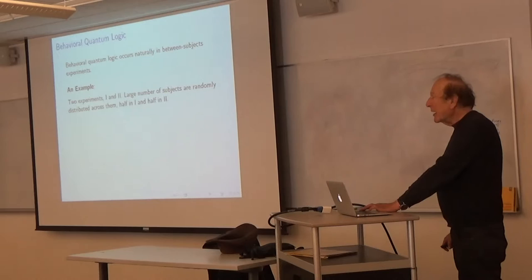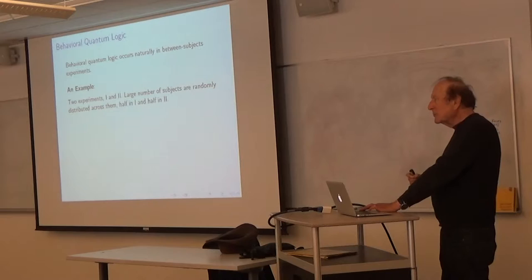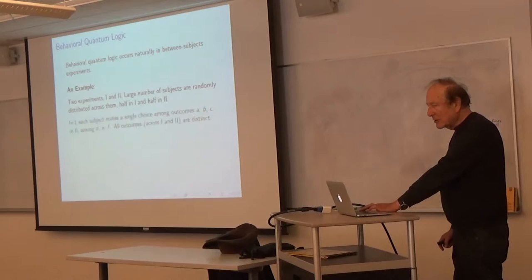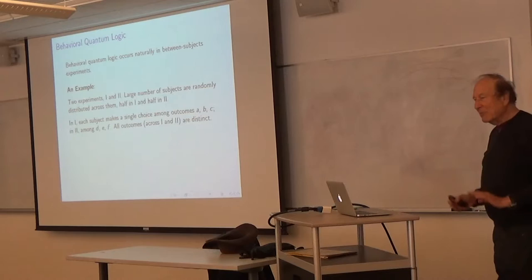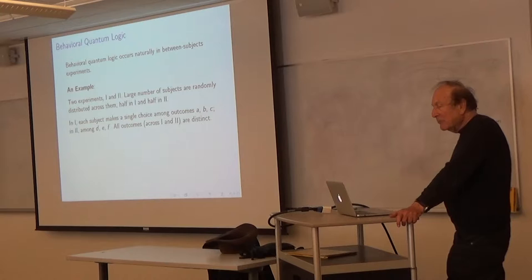If I look at a single subject, then we have to bring randomness in a different way, and we get things more like what Tenenbaum is doing. But I'm modeling a group of subjects making a decision, not an individual subject making multiple decisions. And so I'm able to get by. Behavioral quantum logic occurs naturally in between-subject experiments. Each subject in experiment one will make one choice, and each subject in experiment two will make one choice.